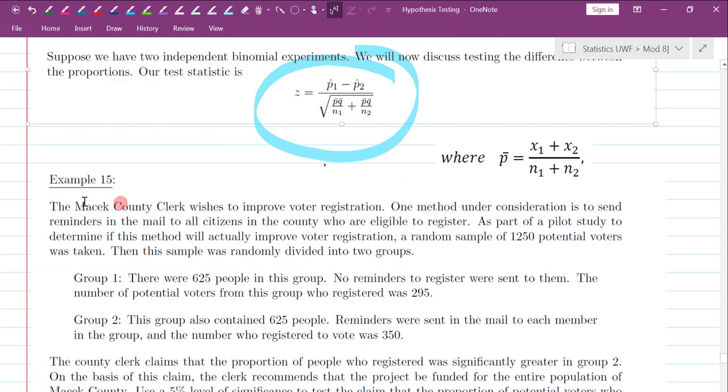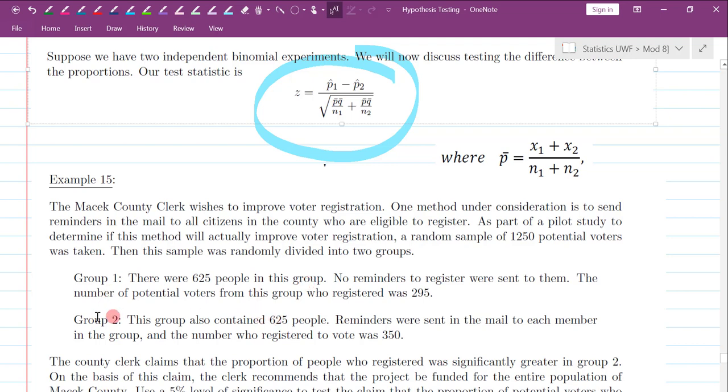A county clerk wishes to improve voter registration. One method under consideration is to send reminders in the mail to all citizens in the county who are eligible to register. As part of a pilot study to determine if this method will actually improve voter registration, a random sample of 1,250 potential voters was taken. Then this sample was randomly divided into two groups. So we took 1,250 people and divided them into two groups. There were 625 people in group 1 and 625 in group 2.